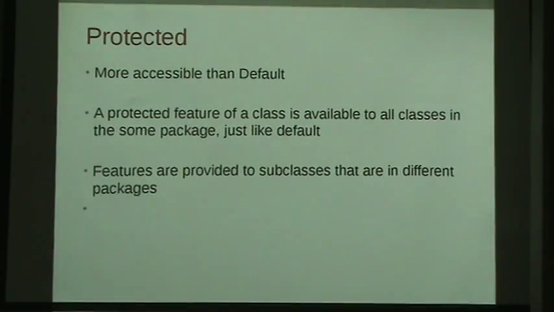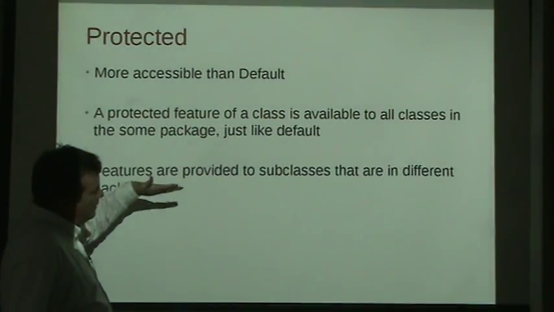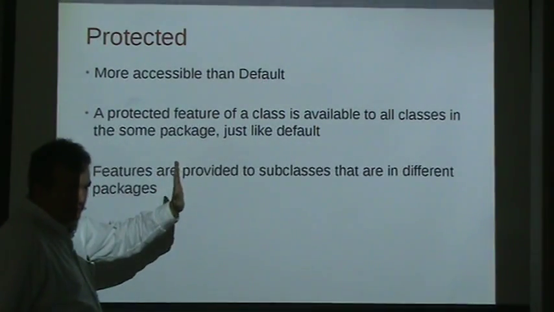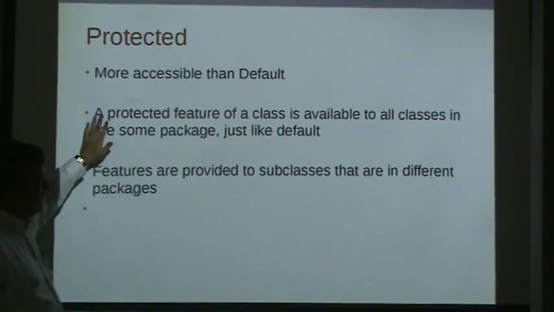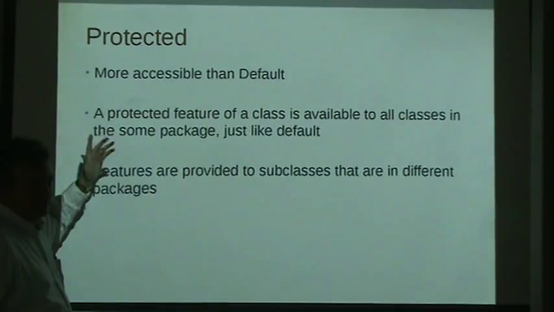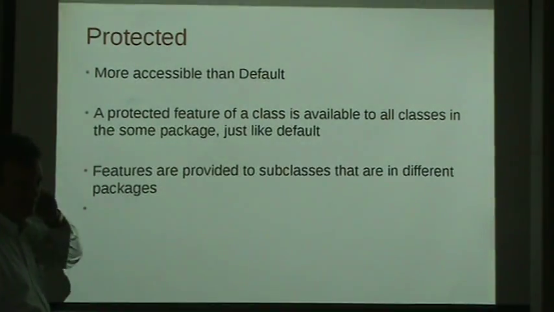The protected modifier gives more access than default. So default is kind of like a group of friends in C++. And with protected, not only is the private data accessible to all the other classes that are in the package, which means they're friends with each other, it's also accessible to any class that inherits from this class.